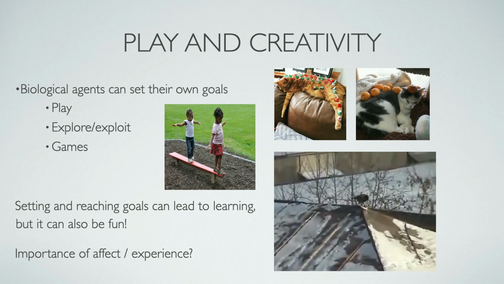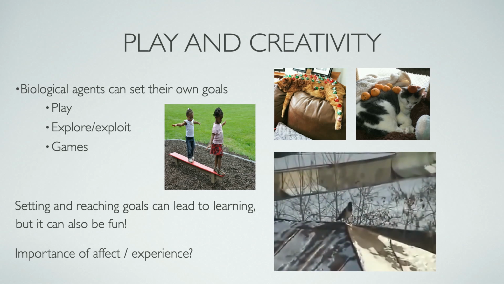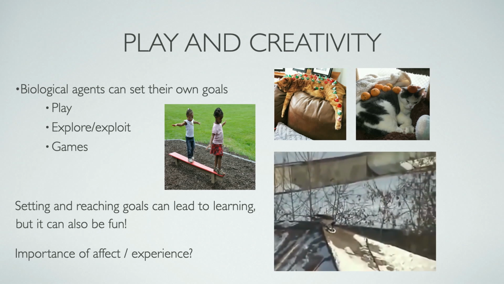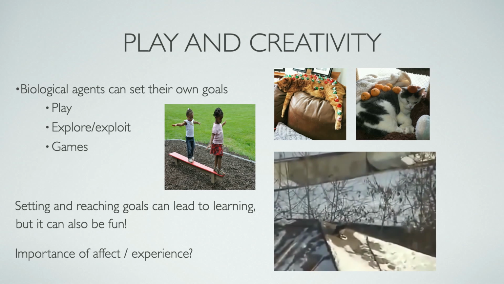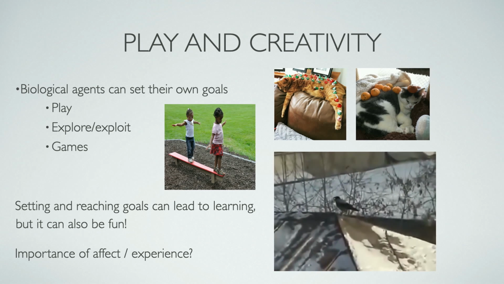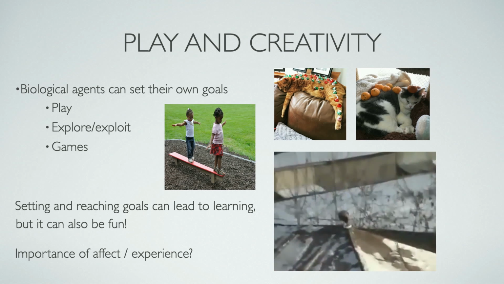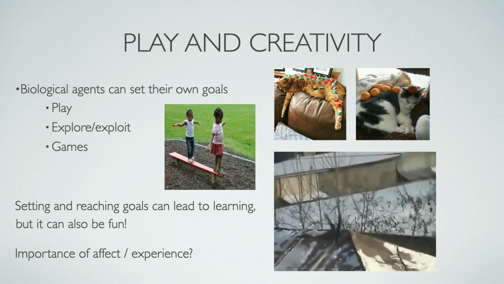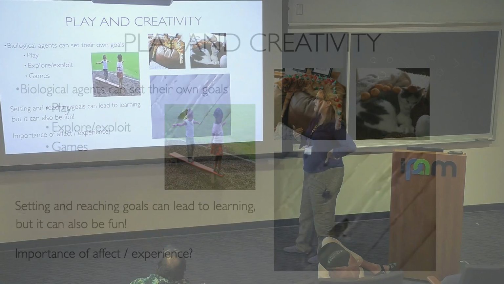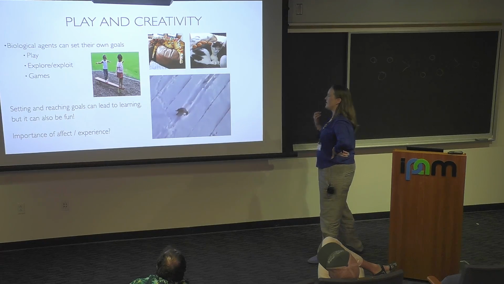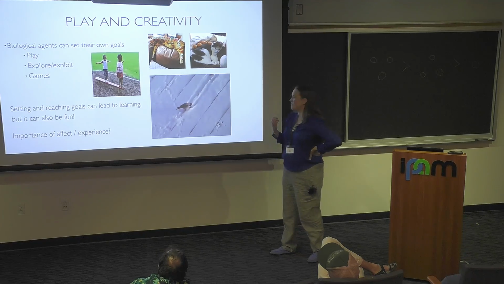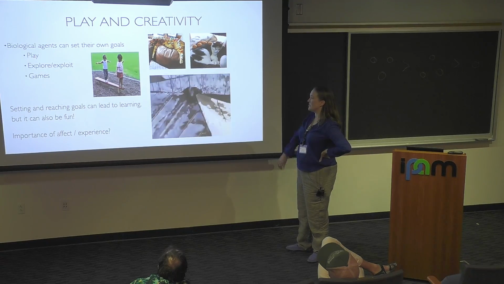You can see this in games. You can see this in people trying to see how many things they can stack on their cats. Animals also do this, right? They also set arbitrary goals for themselves and seem to have fun. And I think this idea of exploring your environment because it's interesting, because it's internally rewarding, is historically underappreciated in studies of animal cognition. And I think it's very relevant for questions about machine learning.